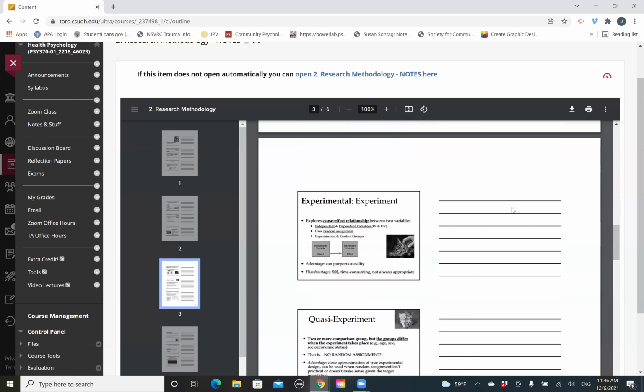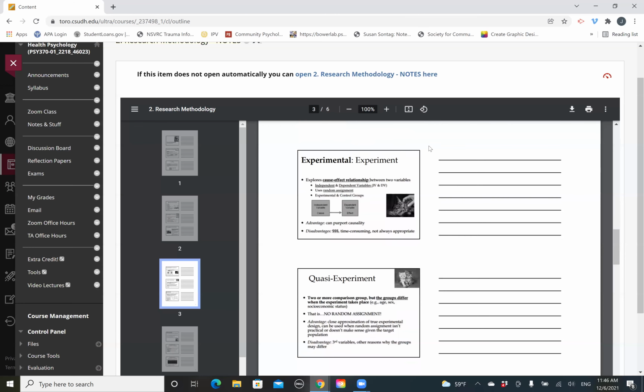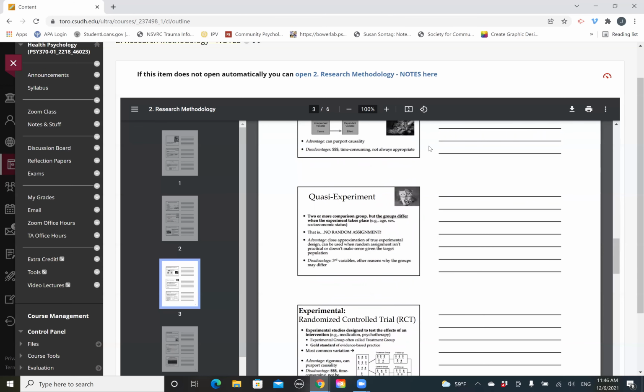So now we're going to move into more quantitative design. So we have experimental. In an experiment, we have cause and effect, right? This is the kind I think you'll probably think of a lot: independent and dependent variables, using random assignment, experimental and control groups. The advantage is that it can purport that there is causality. Disadvantages, it costs a lot of money to run these, it's time consuming, and not always appropriate. So quasi-experimental is 2 or more comparison groups, but the groups differ when the experiment takes place, right?